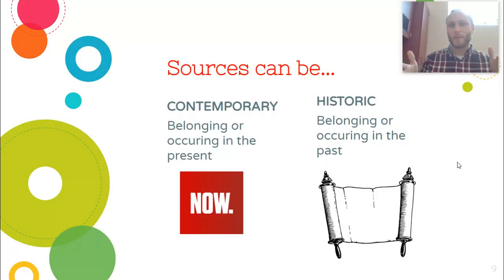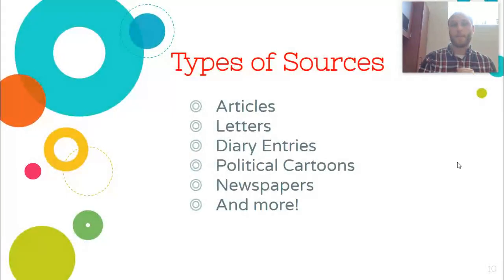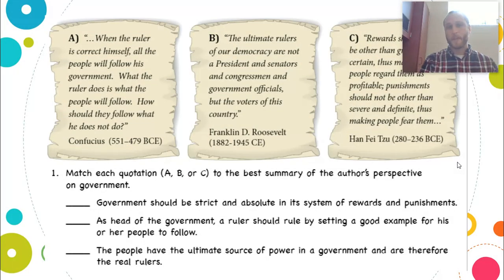And then when we're looking at sources, websites, articles, newspapers, things like that, some of them are contemporary and some of them are historic. Contemporary means they belong right now in the present. So things that have happened recently would be contemporary sources. And historic sources would be things that happened a little bit longer ago in the past. So you can have articles, letters, diaries, political cartoons, newspapers, and many more types of sources. So I want you to take this right here, and I want you to read through these three quotes.